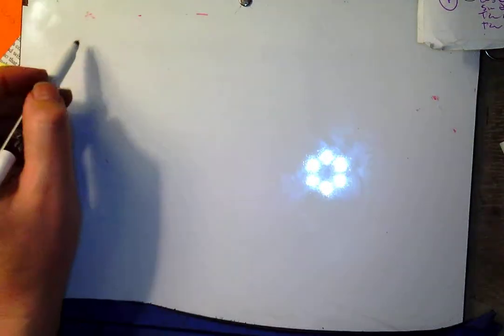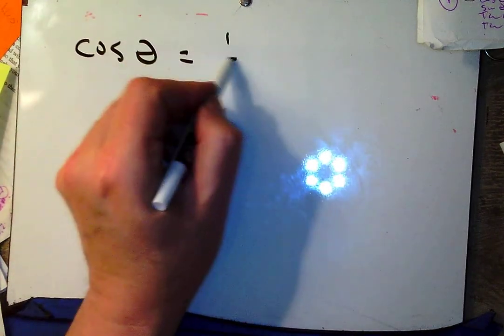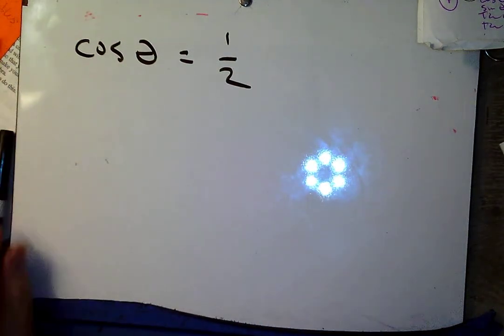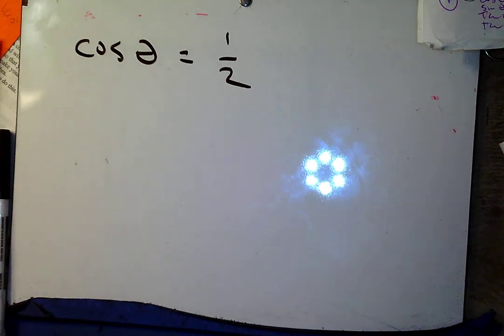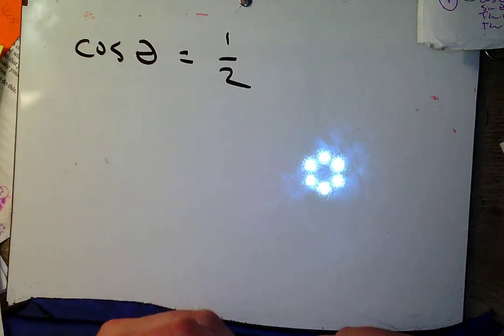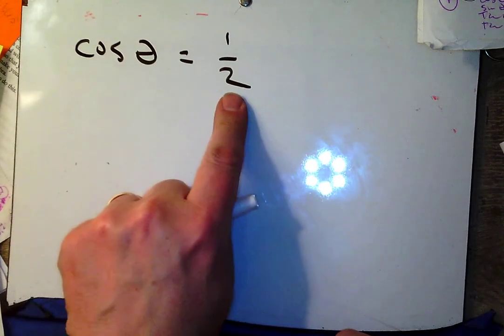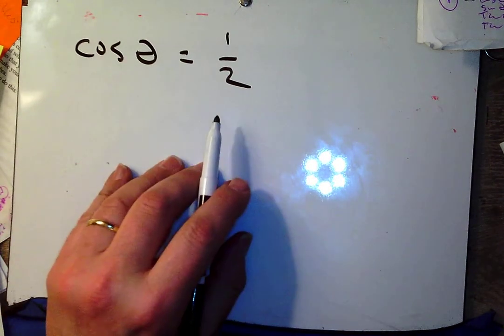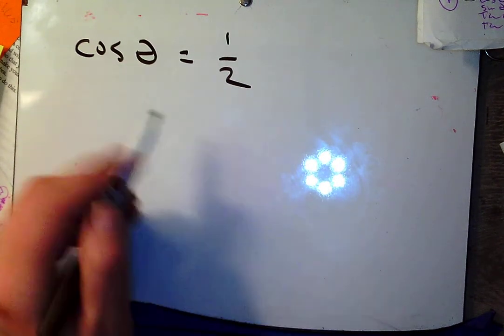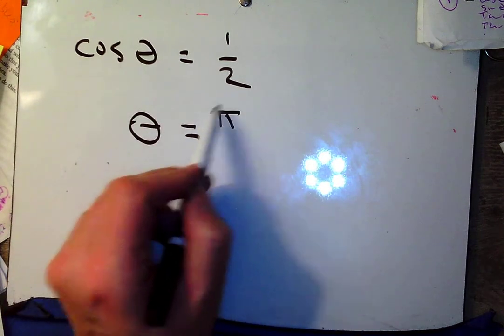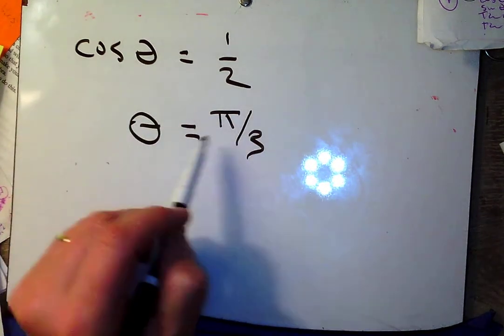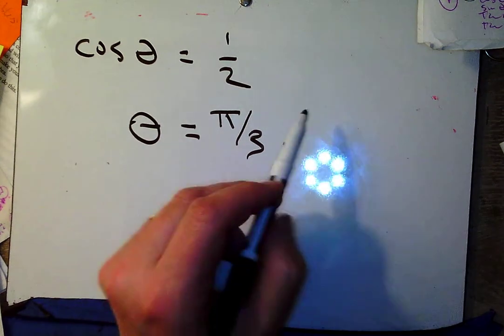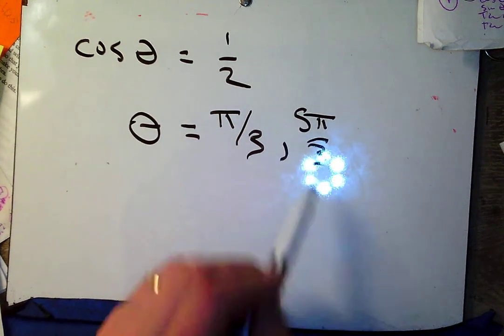Okay, how about this one? Cosine theta equals 1/2. No, really, you should know this that well. So the x value is 1/2. 4, 3, 2, 1. You should have come up with pi over 3. When else is cosine positive? Oh yeah, in fourth quadrant, 5 pi over 3.